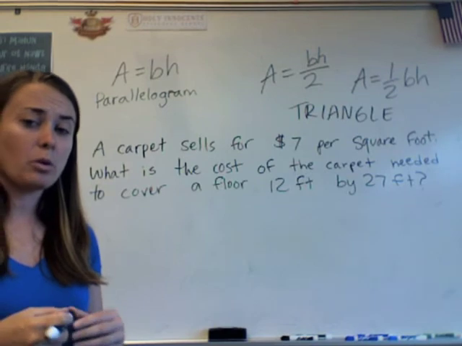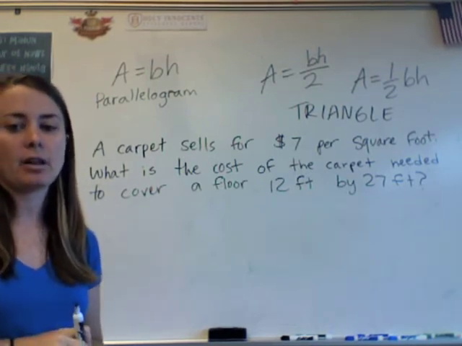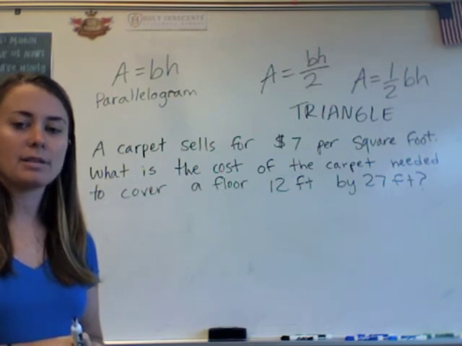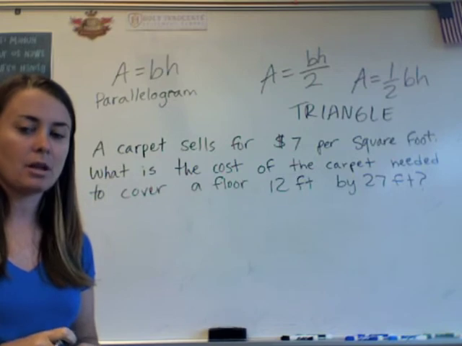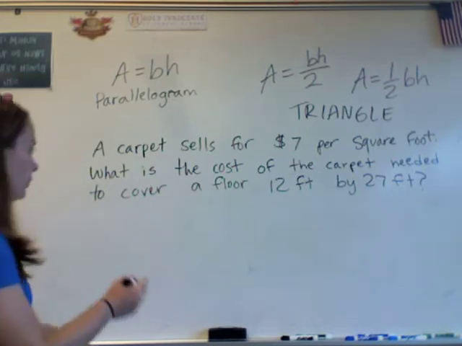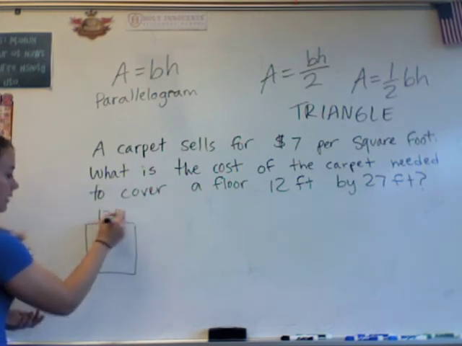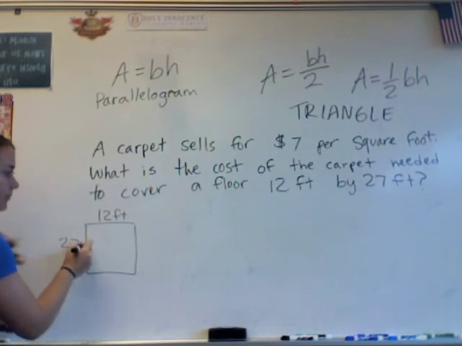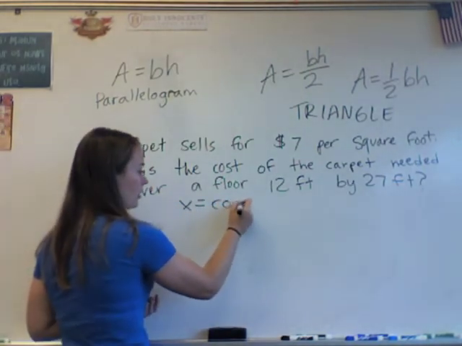Now let's apply our area formula to a word problem. So we have this word problem that says a carpet sells for $7 per square foot. What is the cost of the carpet needed to cover a floor 12 feet by 27 feet? So we're going to use our four-step plan. If you like drawing a picture, that's fine. Some people like drawing the room out, 12 feet by 27 feet. Our variable, or unknown, is the cost of the carpet.